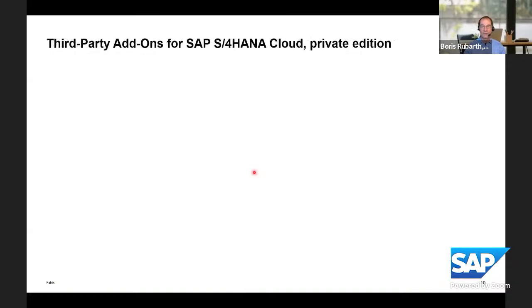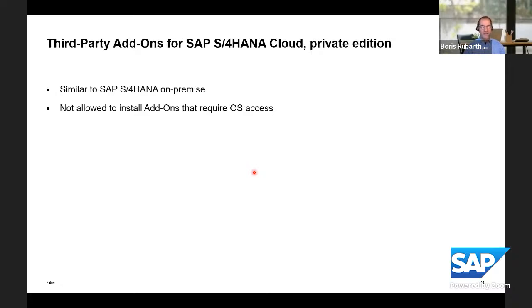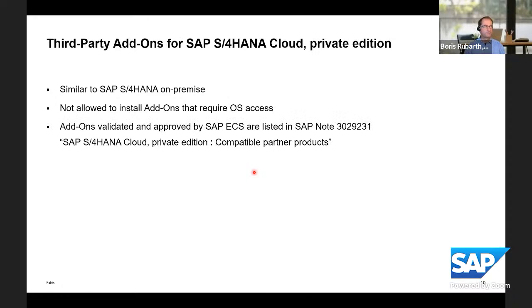Finishing up with two additional slides. The one is focusing on the questions of third-party add-ons for SAP S/4HANA Cloud Private Edition. It is similar to SAP S/4HANA on-premise. That means main add-ons are supported. The restriction that is listed here is that it's not allowed to install add-ons that require operating system access. We already had this topic of access to operating system. That is not given for the partners.